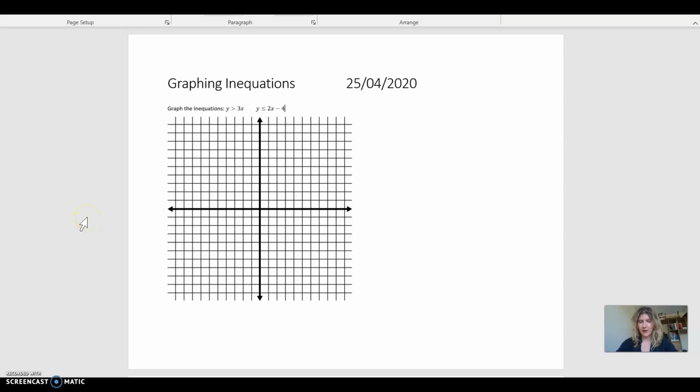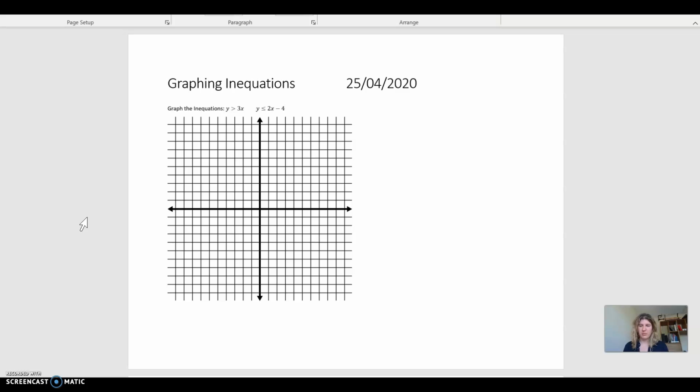Okay, hi everyone. Welcome to the last little bit of inequalities that we need to do, which is looking at graphing inequations. So we graph inequations the same way as we graph regular equations. The only difference is that we then have to shade which part of the graph we're looking at, and that'll make more sense in a second.